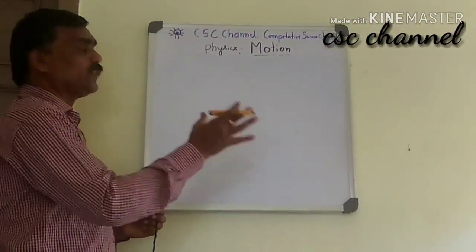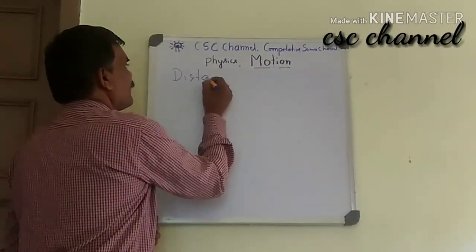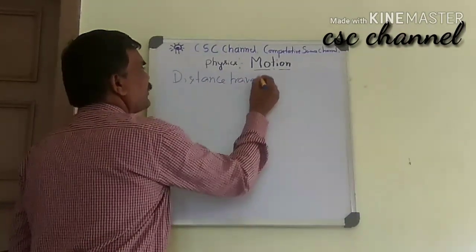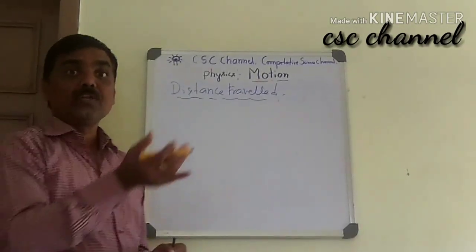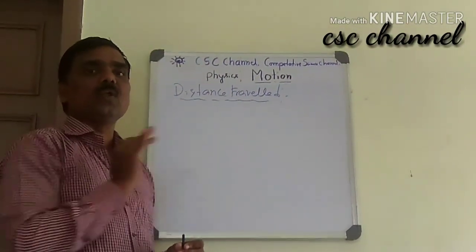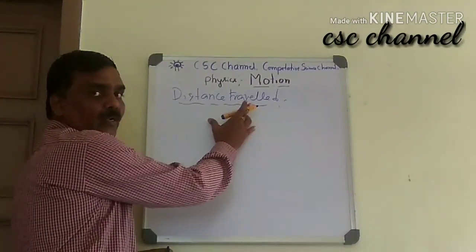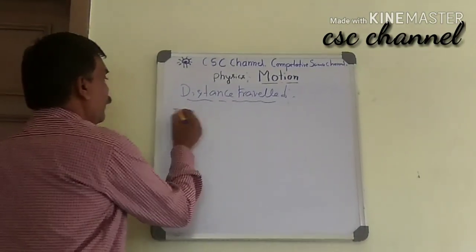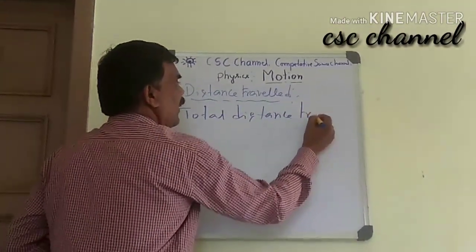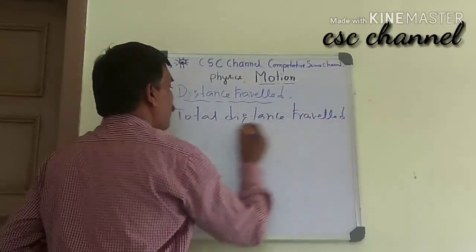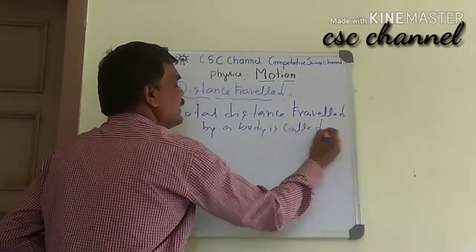To understand motion, we should know some parameters like distance traveled and displacement. We should know what is distance traveled, what is displacement, what is speed, what is velocity. One by one, we will discuss. First one, distance traveled. What is distance traveled? Total distance traveled by a body is called distance traveled.